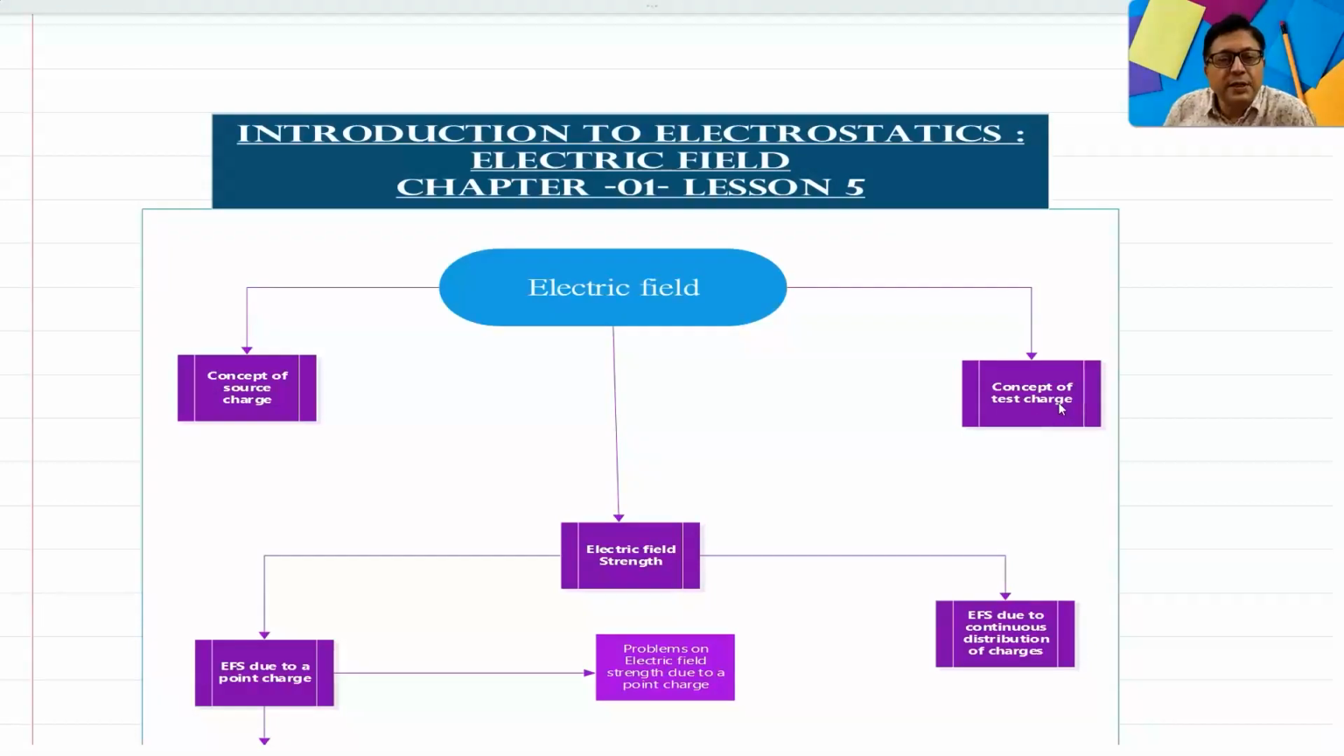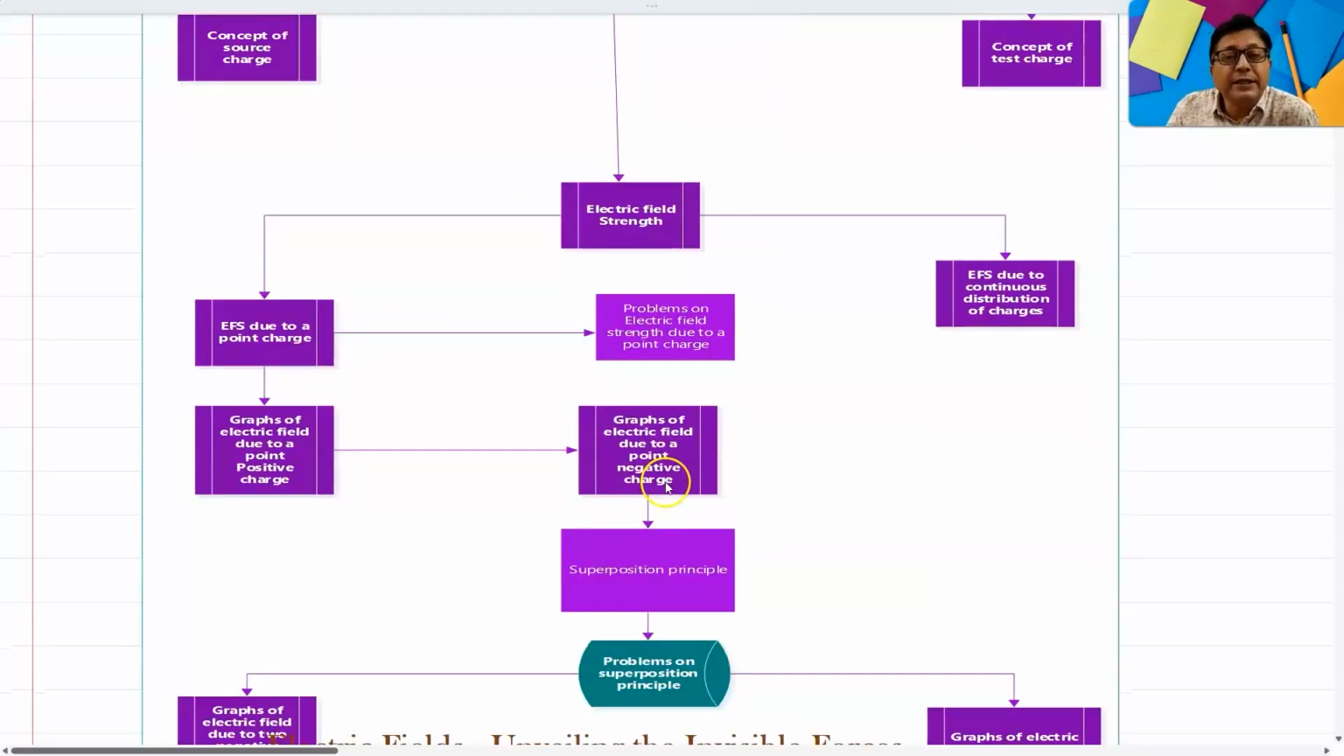In this session, I'll be covering the following topics: the concept of electric field. And when we discuss the concept of electric field, the concept of source charge and test charge is required. Then we'll define electric field strength. Electric field strength due to a point charge. Electric field strength due to a continuous distribution of charge. We have got time to discuss this one today.